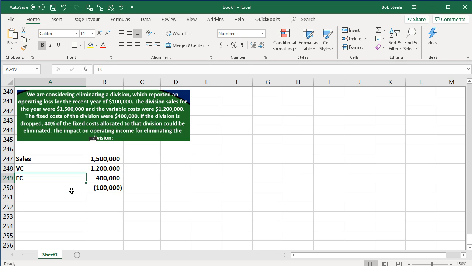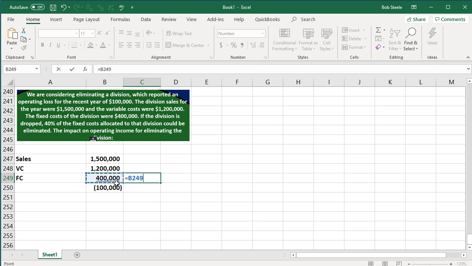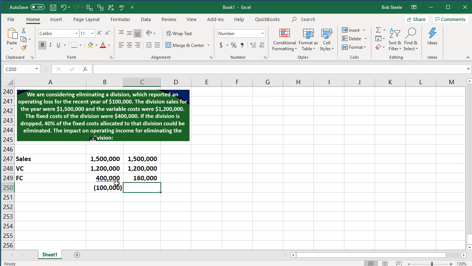However, we know that these fixed costs, it's always going to be the component that we're looking at, the fixed costs, are partially allocated. So the fact that they're allocated is good for some calculations, not good for the determination as to whether we should eliminate the department or not, because we're saying if the division is dropped, 40% of the fixed cost to that division could be eliminated. So we could only eliminate 40% of these 400,000. Those are the only relevant costs here. So of this 400,000, we could only eliminate 40% of them. So if we do this calculation again, it's saying, okay, the fixed costs are only 160,000.